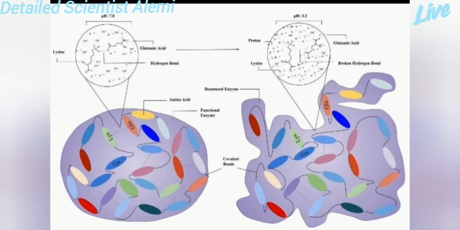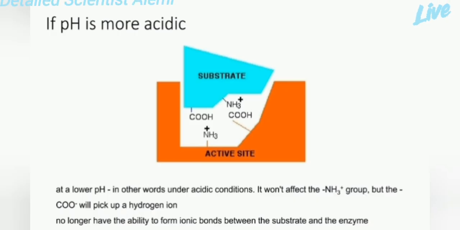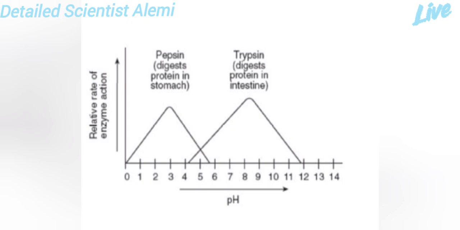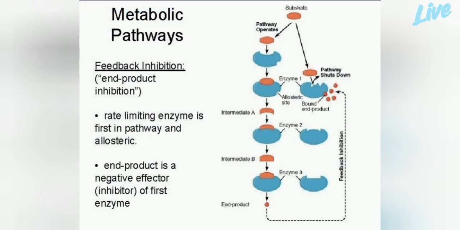Number one, control mechanism: feedback inhibition. One of the most powerful control mechanisms is feedback inhibition. The mechanism ensures that the final product binds to the first enzyme and stops the pathway. This prevents wastage. The cell produces only what it needs, nothing more than that.